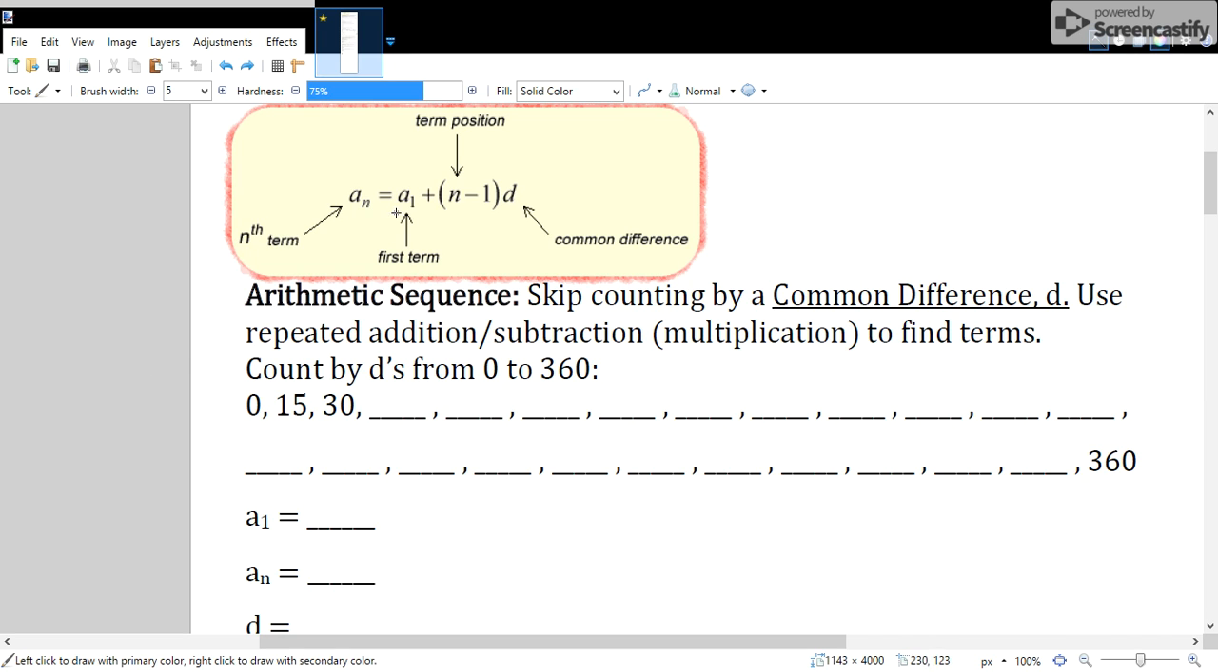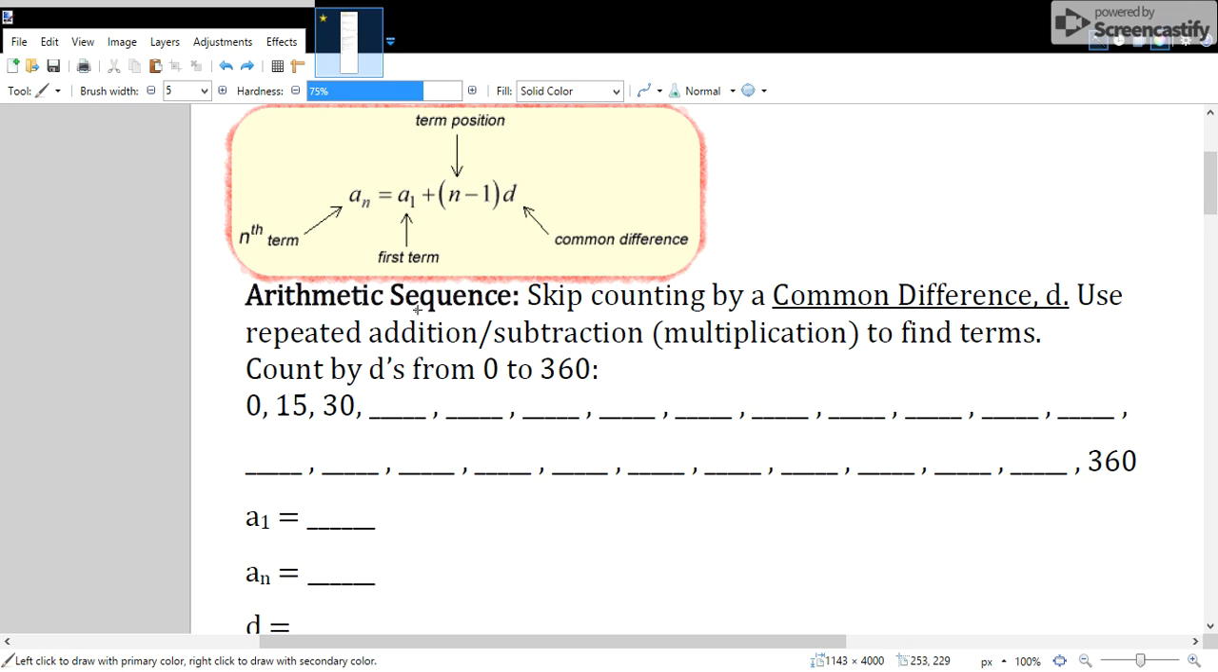From your notes number 6, we had this equation for an arithmetic sequence. So we have a of n equals a of 1 plus parentheses n minus 1 close parentheses times d, where a of n is our nth term. That's the term in the sequence we would be looking for. A of 1 is our very first term in the sequence, n is our term position, and d is our common difference, how much you have to either add or subtract each time to get the next term in the sequence.